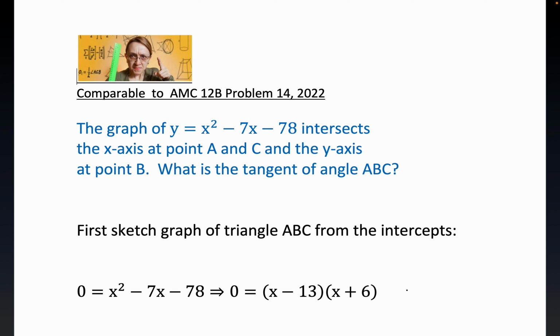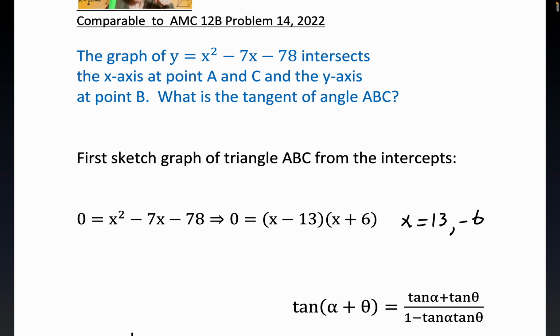And so two of the intercepts would be x equals 13 and x equals negative 6, right? So those would form the vertices associated with A and C, the points A and C, all right? Now, as far as the other one, that's also very easy.